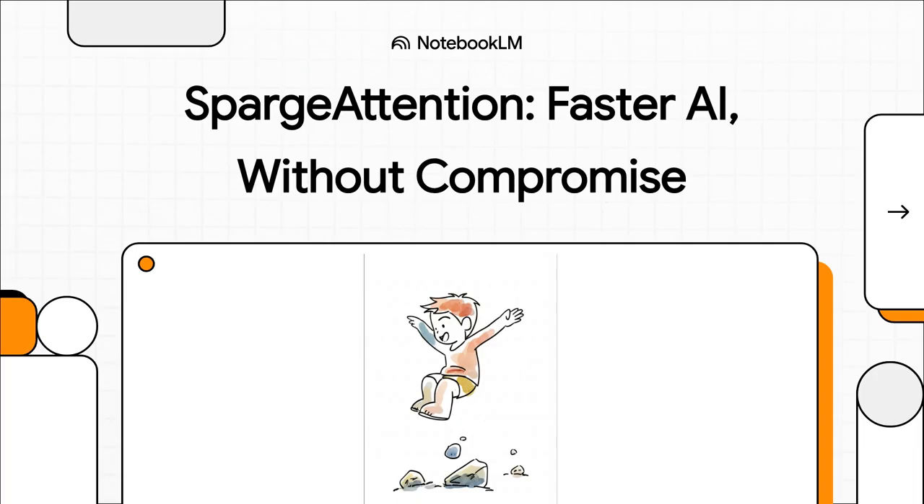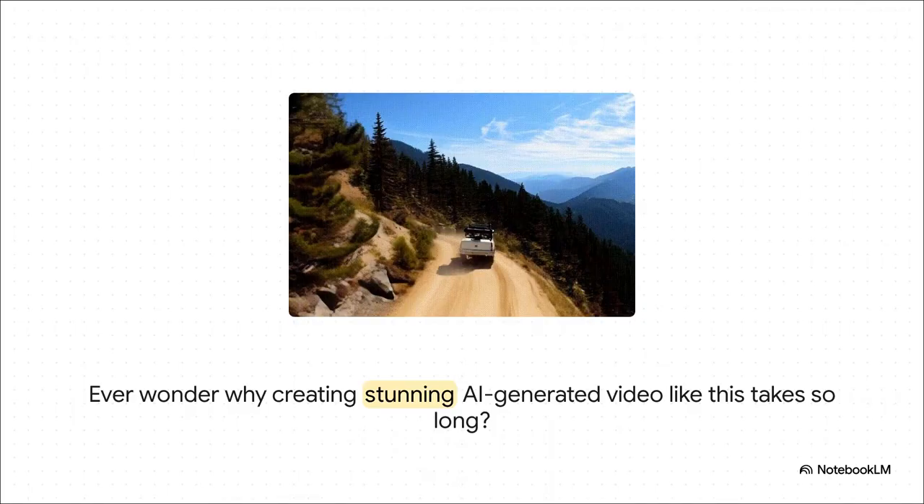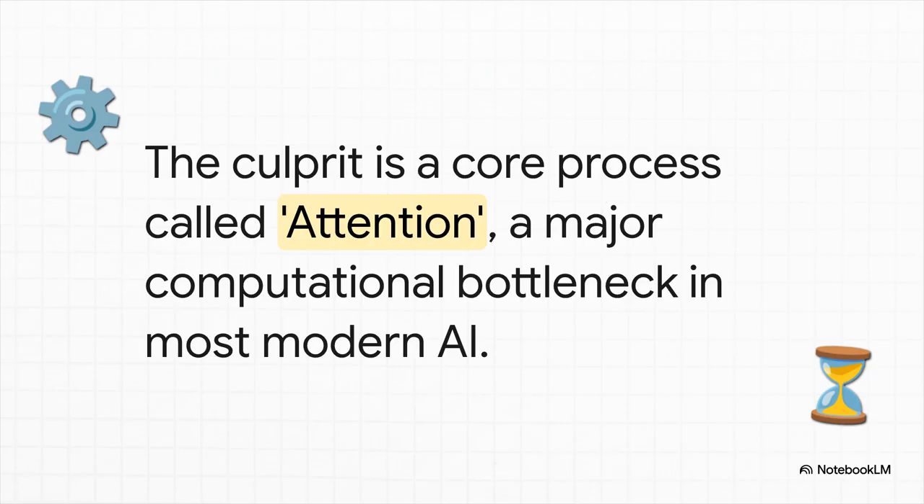You know, state-of-the-art generative AI is just incredible, right? But it can also be incredibly slow. Whether you're generating video, making high-res images, or just analyzing a huge document, you've probably felt that frustrating wait time. Well, it turns out that a huge part of that slowdown comes from one specific process. It's a thing called attention, and it's at the very heart of how most modern AI works. It's the magic, but it's also the bottleneck.